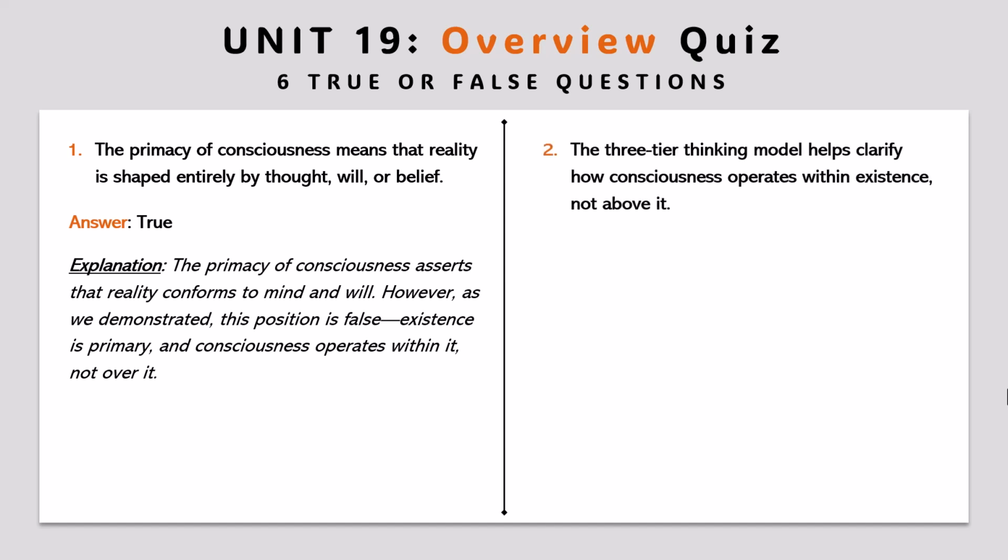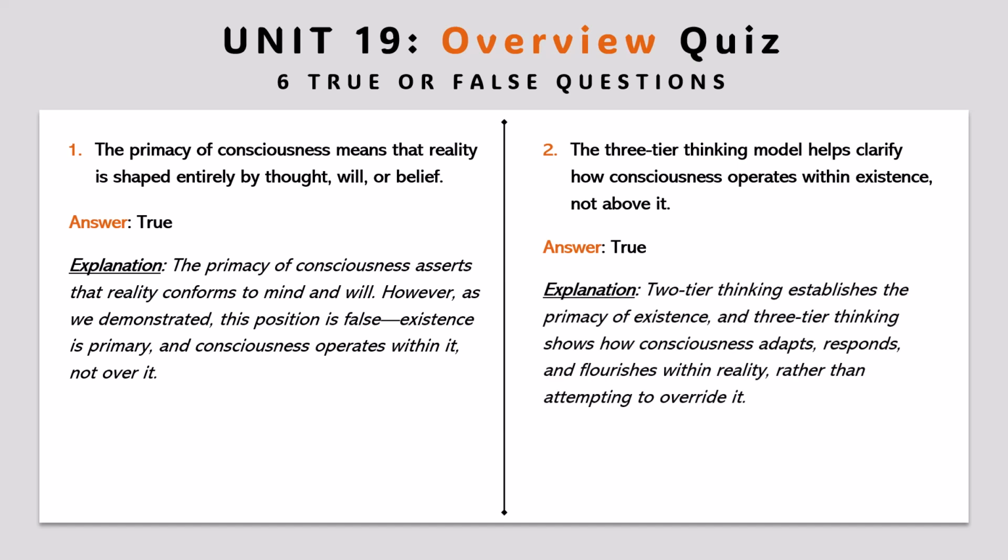Question number 2. The 3-tier thinking model helps clarify how consciousness operates within existence, not above it. Answer: true. Explanation: 2-tier thinking establishes the primacy of existence, and 3-tier thinking shows how consciousness adapts, responds, and flourishes within reality, rather than attempting to override it.